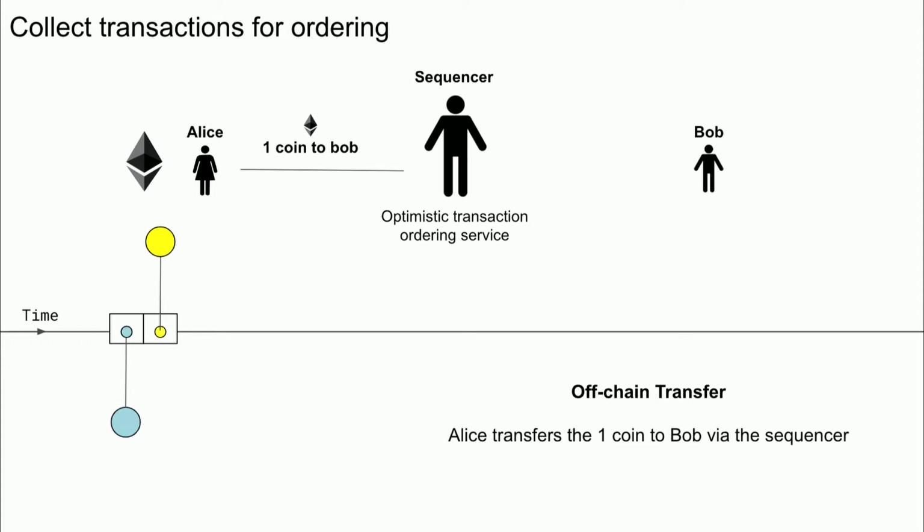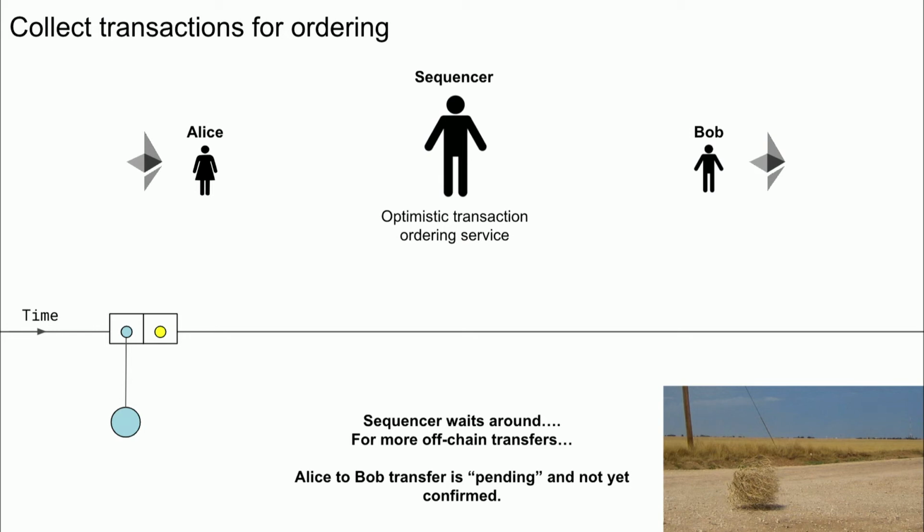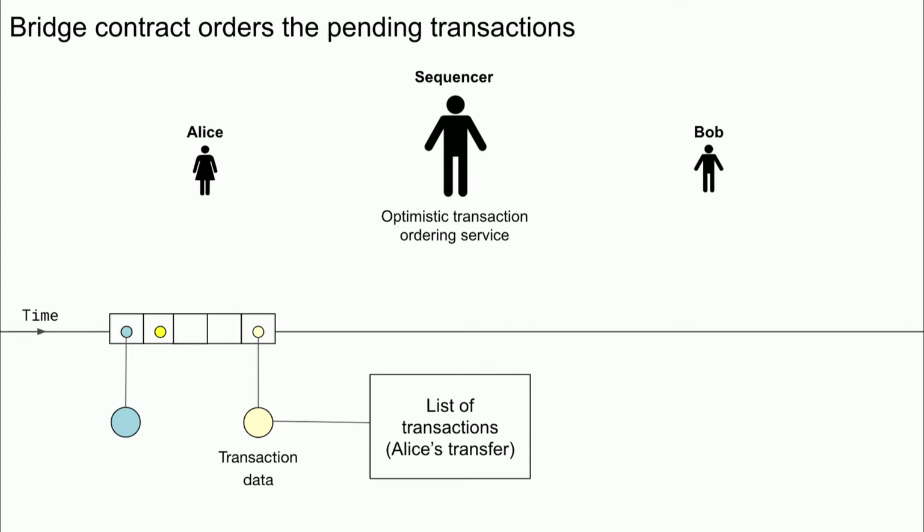Then the sequencer could notify Bob to say, Bob, you're going to receive one coin. But the transaction's not yet final. It's not even publicly known. It's just pending. The sequencer will wait around for a while, collect all the off-chain transactions. And eventually, the sequencer will order the transactions for execution and submit it to the bridge.